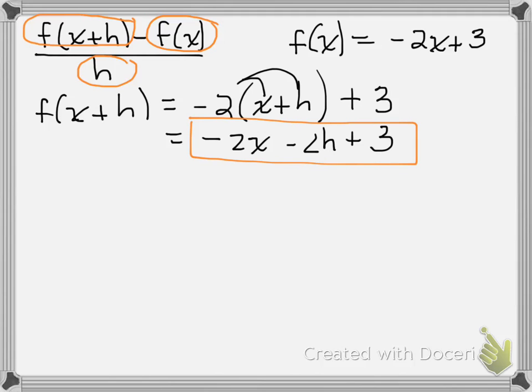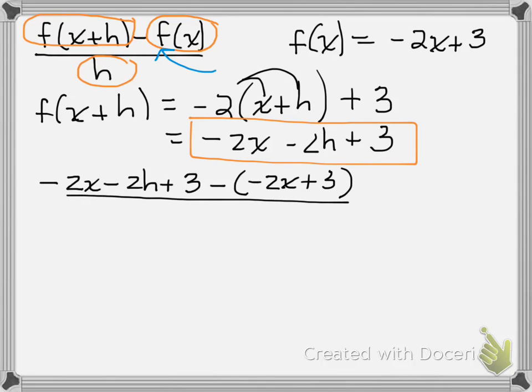Now we're going to go back to our original difference quotient equation, and we've got all of the pieces that we need. We're going to start with f of x plus h, which is the quantity that we just found, negative 2x minus 2h plus 3, and then we need to subtract that f of x. So we're going to go back to our original f of x and subtract it. Negative 2x plus 3, and remember that whole thing has to go over h.